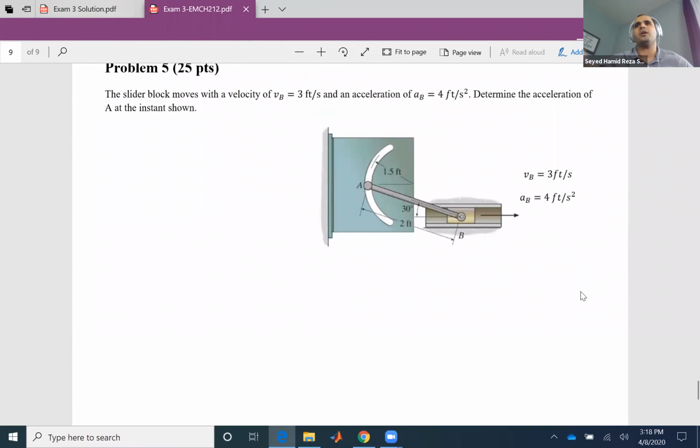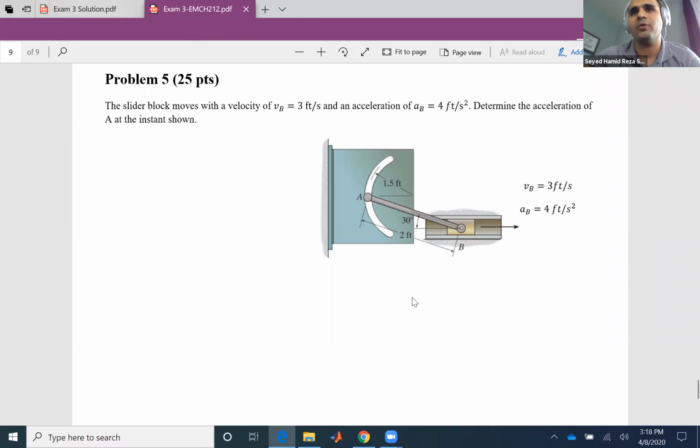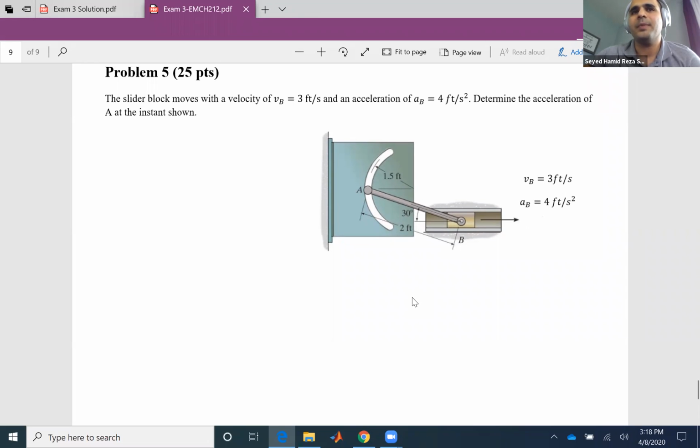So let's solve the last problem. This was your homework problem as well. So I'm just going to go over it a little bit quicker as we're running through our time. The slider block moves with a velocity of 3 foot per second. So we have the velocity at B and the acceleration of B. We want to determine the acceleration of A at the instant shown.